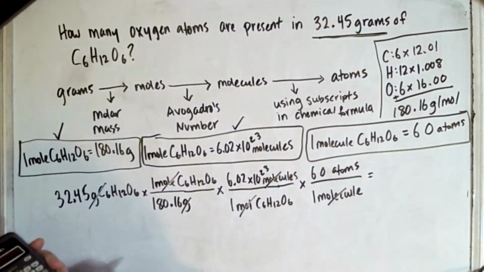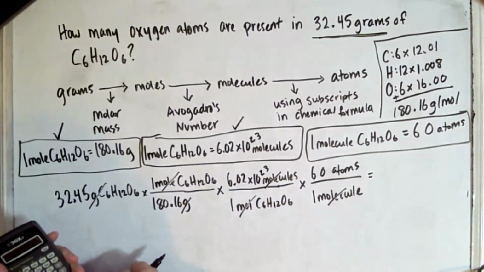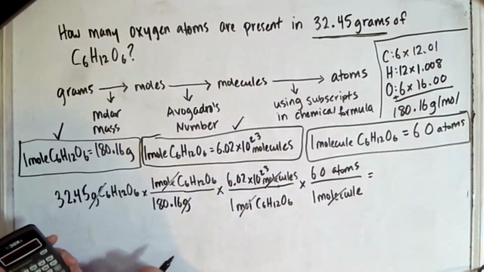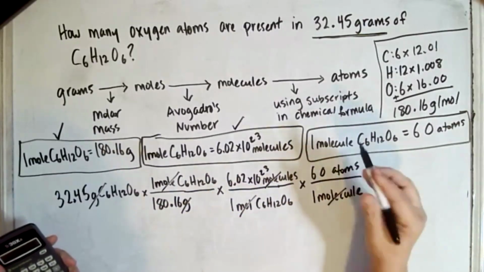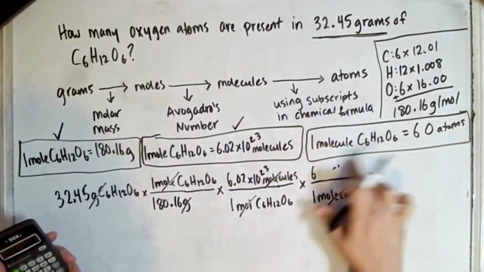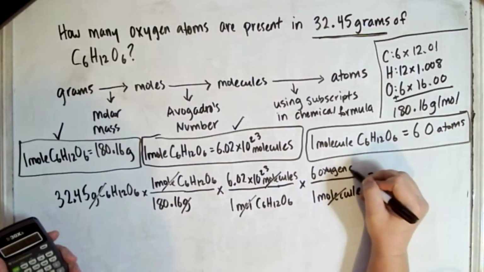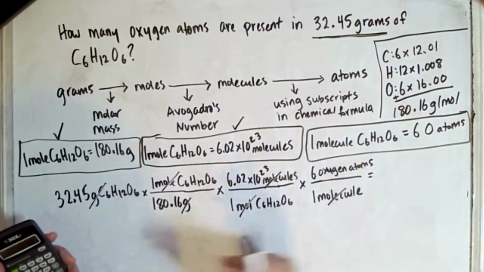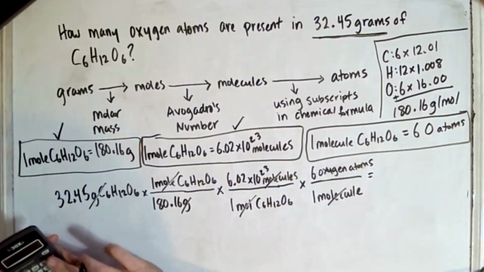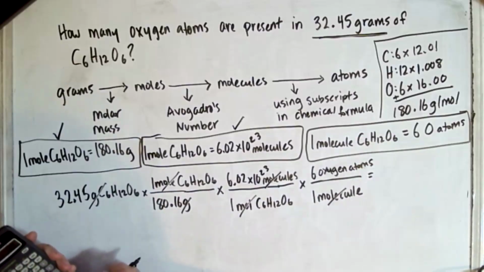Okay, so we're going to do 32.45 divided by 180.16 times 6.02 times 10 to the 23 times 6. That just looks confusing because I'm going to just write oxygen. It looked like 60. Oh, man. I got lost in terms of what I had already put in the calculator.